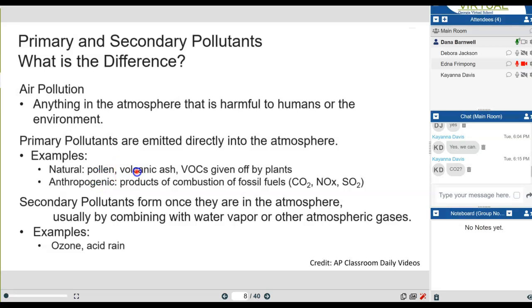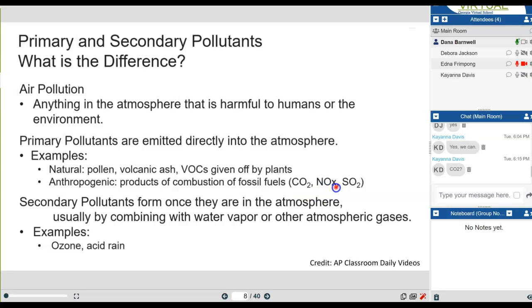So you have natural primary pollutants and you have anthropogenic primary pollutants, things like volcanic ash. The term VOC, you're going to see this a lot, not just in this PowerPoint today, but also in future module content. A VOC stands for a volatile organic compound, and typically what you're referencing here are long carbon chains that are volatile, that are organic. Okay, so volatile organic compounds in this case that are being given off by plants if they're natural. And then the anthropogenic, a primary pollutant would be carbon dioxide.